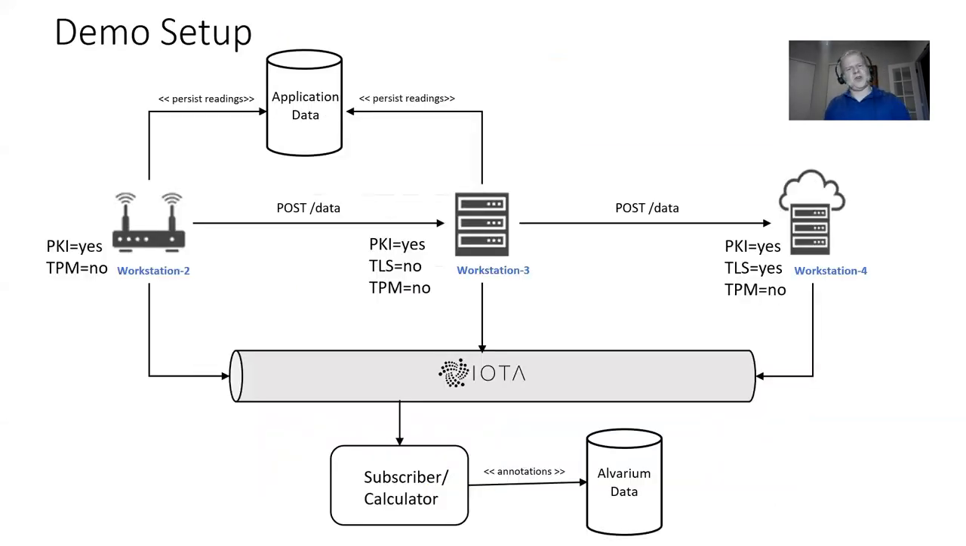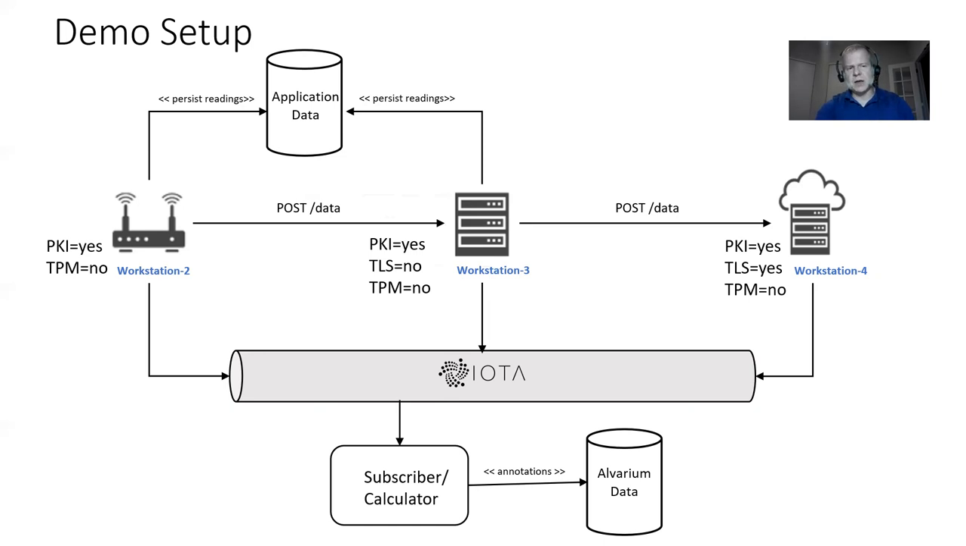So the demo that I'm going to show you today essentially involves three different workstations. These are simulating the roles of a gateway, a core compute node, and then a cloud compute node. And the data is going to originate over here at the gateway on workstation two. It's going to then move to workstation three, where it's going to be transformed. And then that transformed piece of data will be moved over to workstation four.